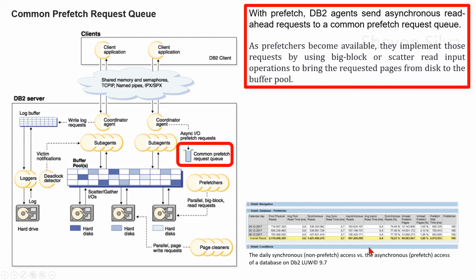Here you can see the synchronized non-prefetch access versus the asynchronous prefetch access of a database on DB2 Linux Unix Windows 9.7. Here are synchronized reads, and average synchronized read time.